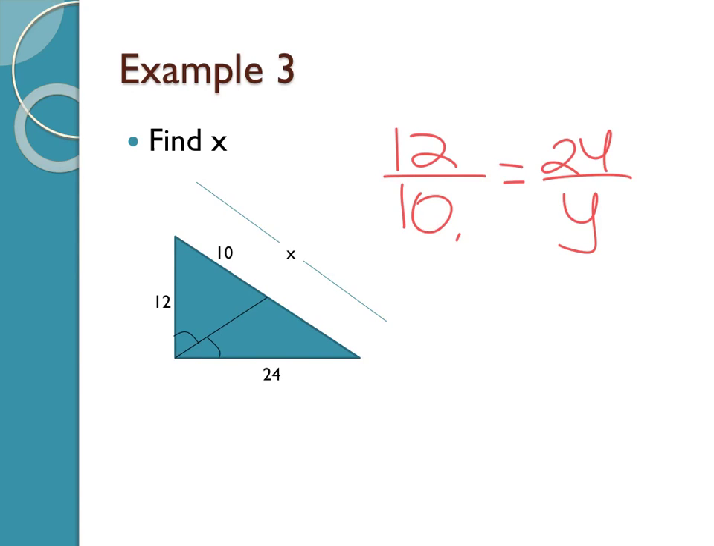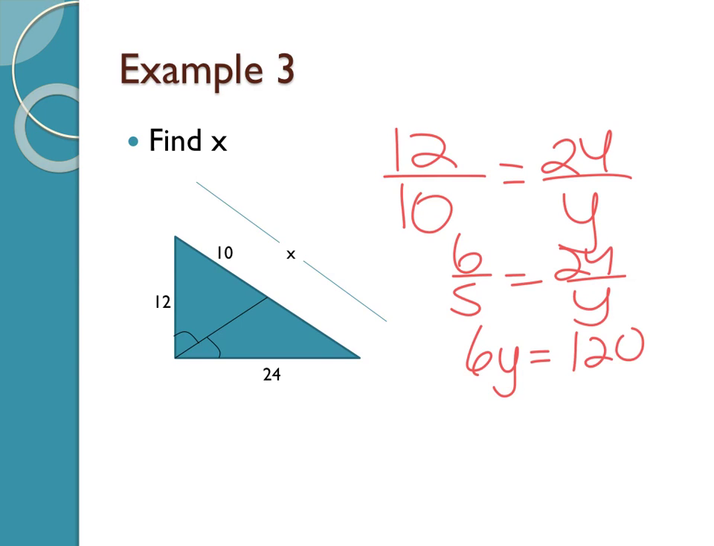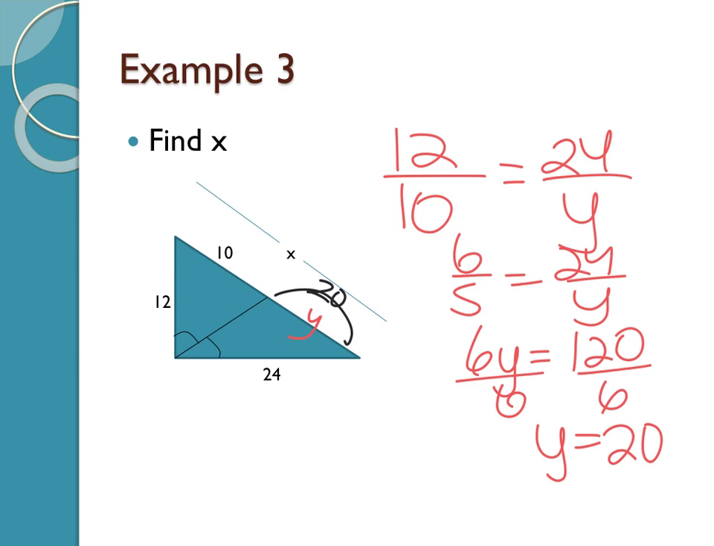So this would be 6 over 5 equals 24 over y. 6y would equal 120. He just said you could introduce a variable and solve for that part. So this would be 20, and then x would be 10 plus 20.